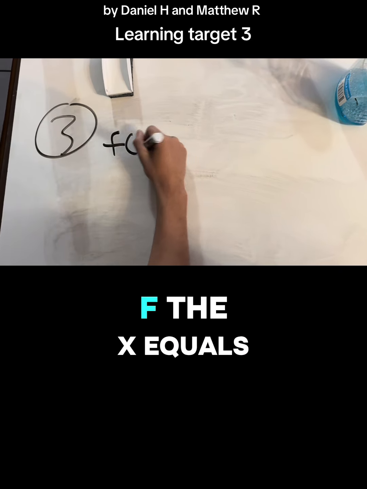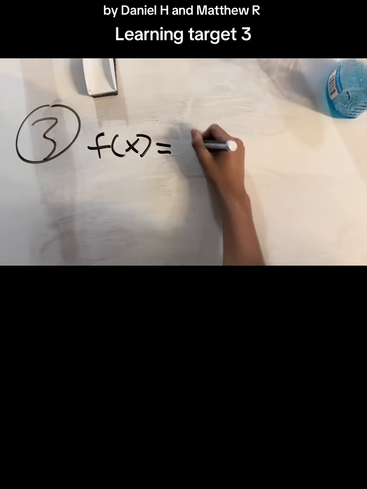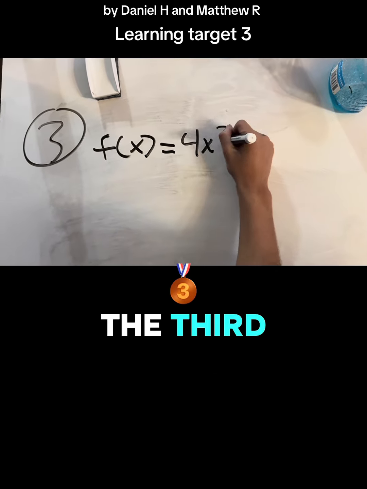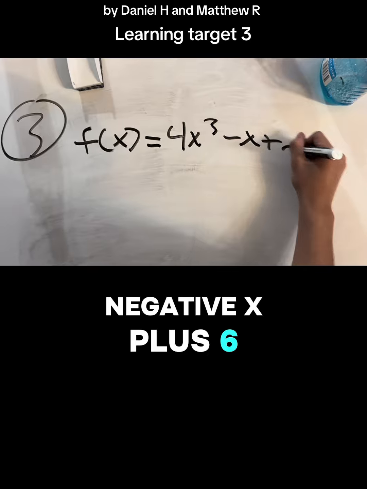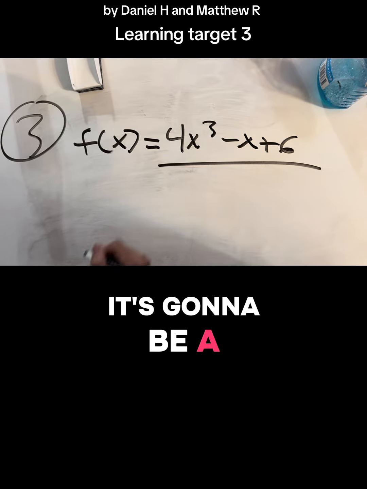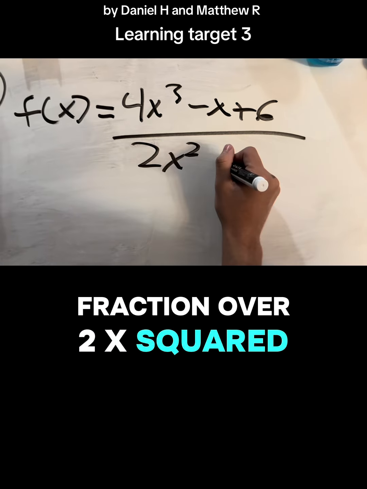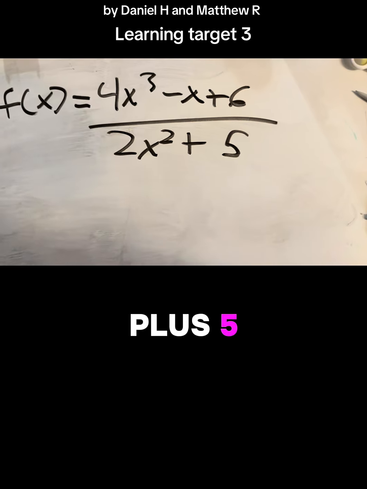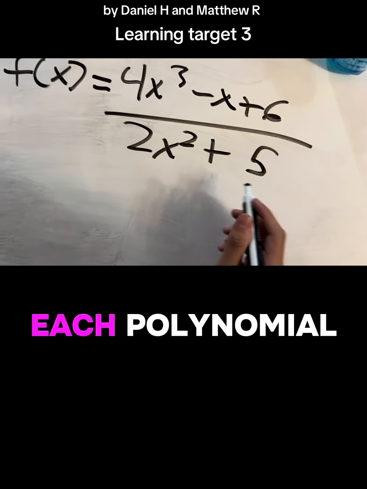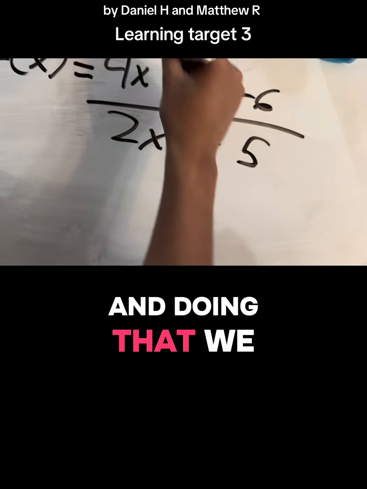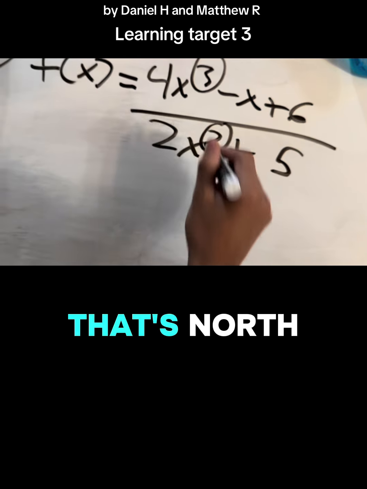The equation is f of x equals 4x to the third minus x plus 6, as a fraction over 2x squared plus 5. As you can see, for this we need to identify the degrees of each polynomial, and doing that we find these. That's the numerator and this is the denominator, since on top is the numerator.